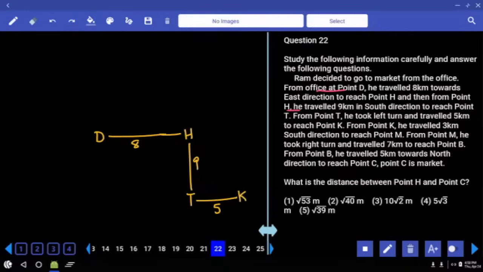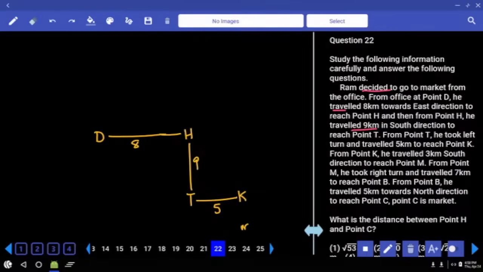Clear? From T, left-hand side, 5 kilometers. From K, he traveled 3 kilometers south to reach M. From M, he took a right turn and traveled 7 kilometers. Now this is 5 and this is 7 kilometers. From M, he took a right turn and traveled 17 kilometers to reach point B.